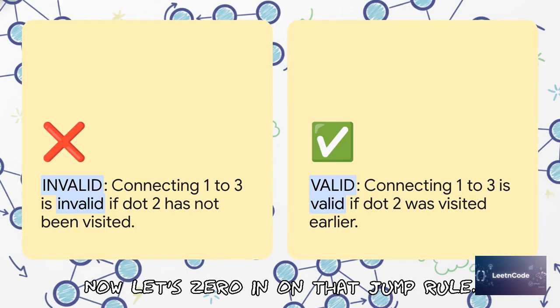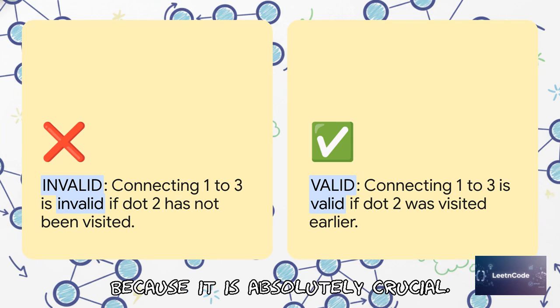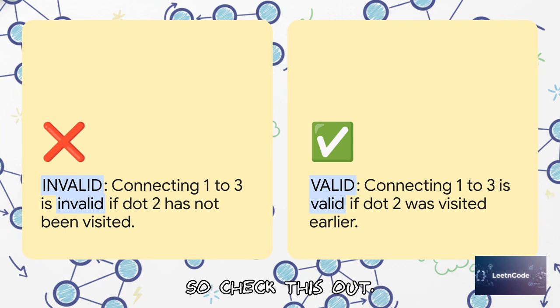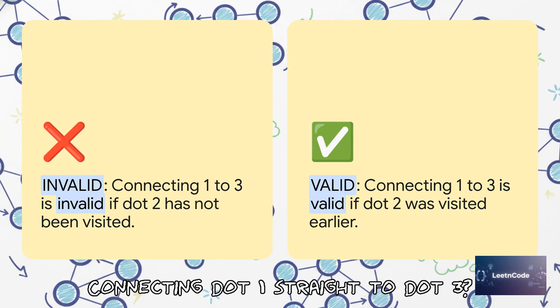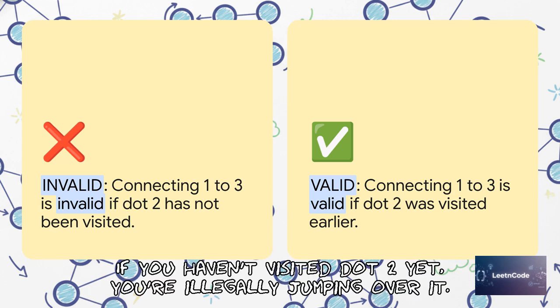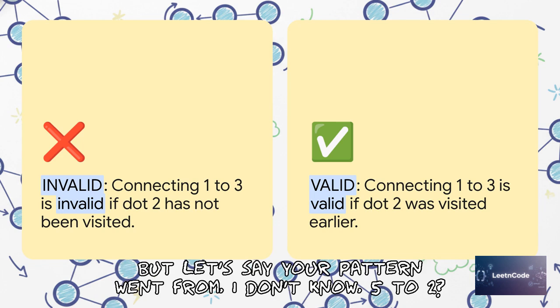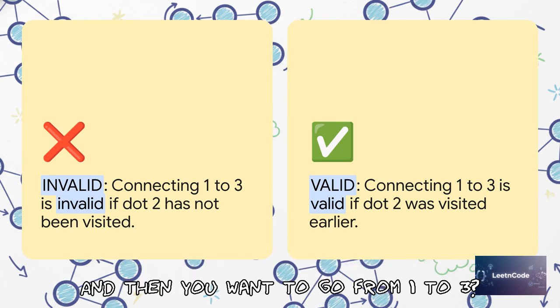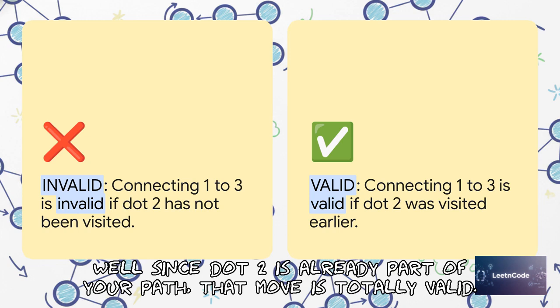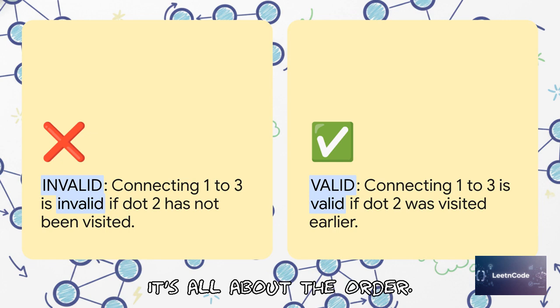Now let's zero in on that jump rule, because it is absolutely crucial. So check this out. Connecting dot 1 straight to dot 3? That's invalid. If you haven't visited dot 2 yet, you're illegally jumping over it. But let's say your pattern went from 5 to 2, and then you want to go from 1 to 3. Well, since dot 2 is already part of your path, that move is totally valid. See the difference? It's all about the order.